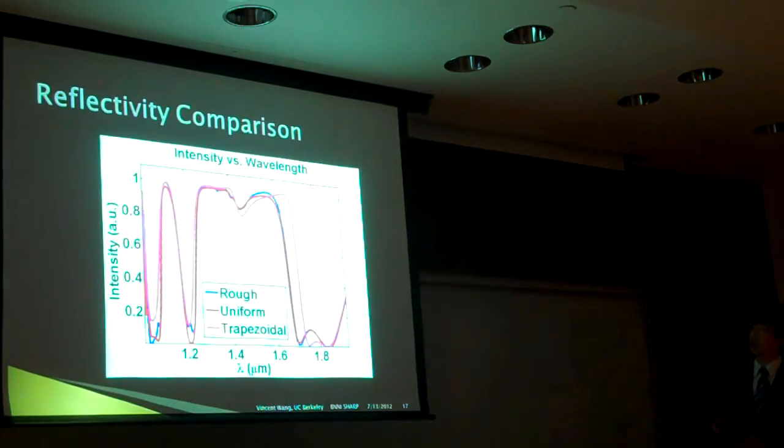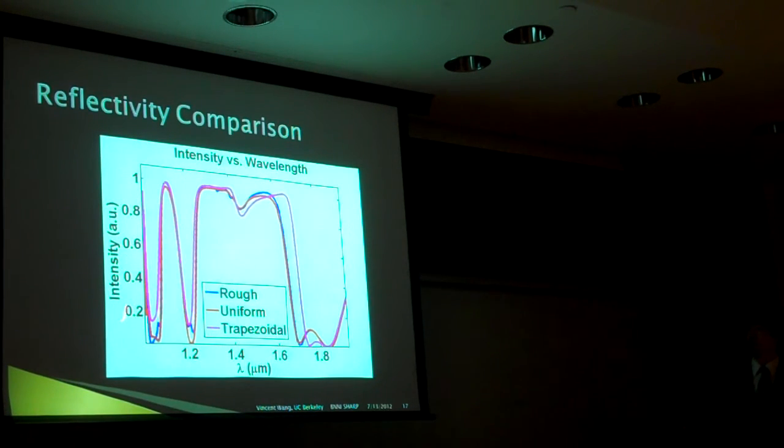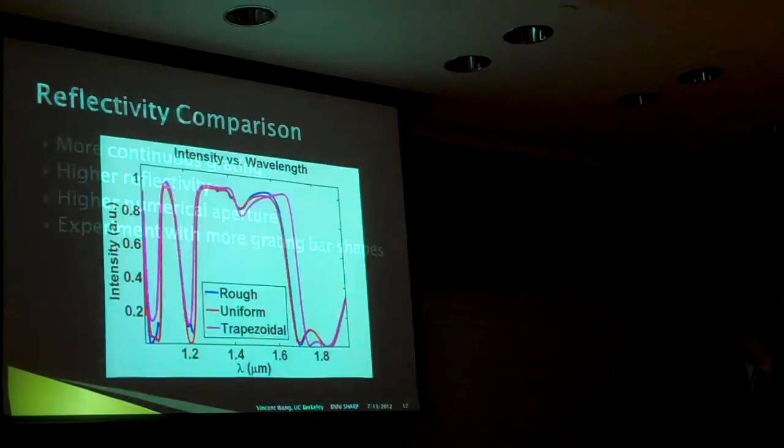Then I plotted the intensity versus wavelength for all of these 3 scenarios. As you can see here, the curves all have more or less the same shape, which indicates that reflectivity is not too dependent on the shape. Interestingly, the trapezoidal bars actually ended up with the highest intensity peak of 99.8%, while the uniform bars ended up with the lowest intensity peak of only 98%.